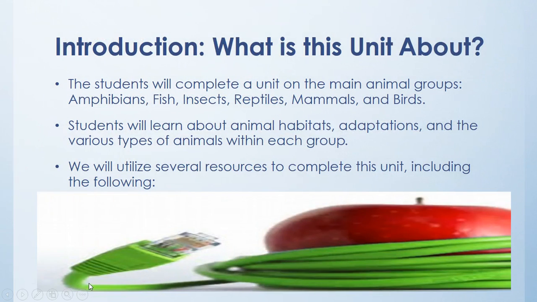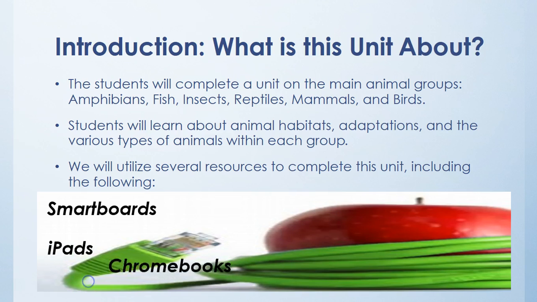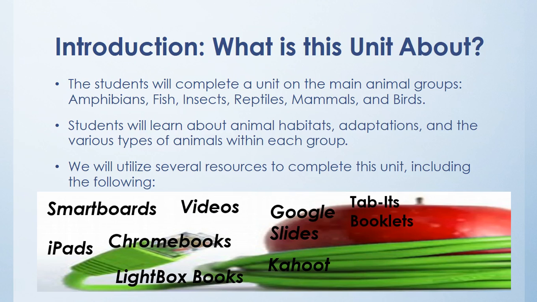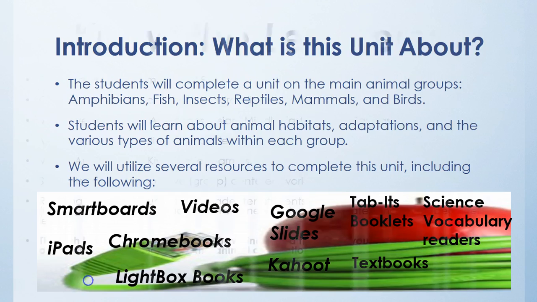What is this unit about? The students will complete a unit on the main animal groups: amphibians, fish, insects, reptiles, mammals, and birds. Students will learn about animal habitats, adaptations, and the various types of animals within each group. We will utilize several resources to complete this unit, including the following: smartboards, iPads, Chromebooks, Kahoot, Google Slides, Lightbox books, videos, tablets, booklets, textbooks, and science vocabulary readers.